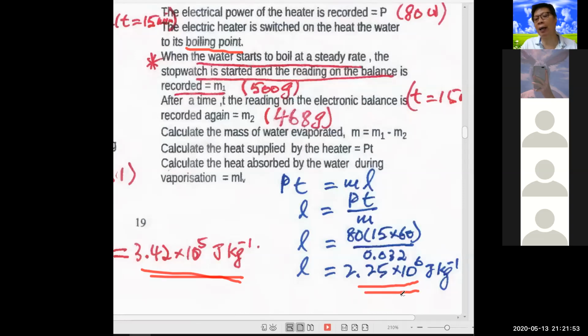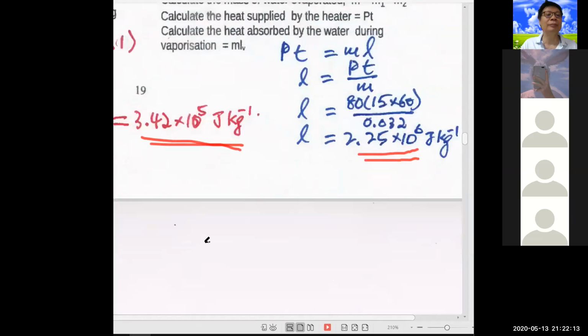The answer you get from the experiment must always be larger than the standard value. Must be bigger. You roughly know what the problem is already. Why is the answer we get always bigger than the standard value? Okay, I think I don't need to explain. You already know, right? Some of you, because of heat loss, isn't it?